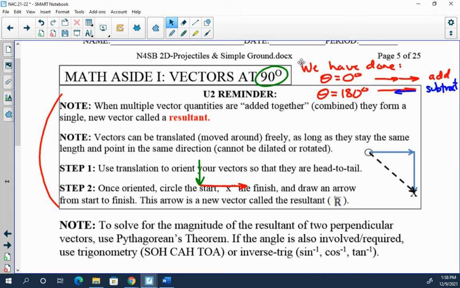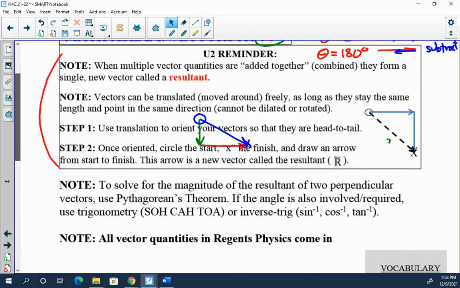Once they are head to tail, you will see that there is an exposed tail. That's this one and the green one. Circle it. If you follow the green arrow, it connects to the red arrow. Follow the red arrow, it connects to the head. That is an exposed head. Put an X on that exposed head. The resultant is then drawn directly from the circle to the X. It points toward the X. That is your resultant. Here's another example on the side. That's it. Same as before, except now we're going to deal with the 90-degree case.